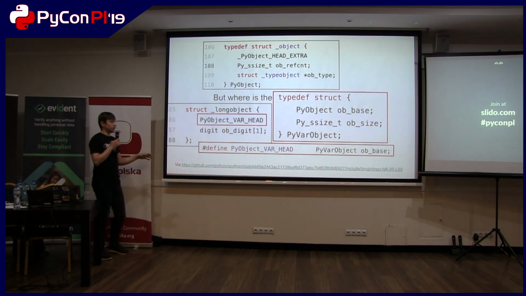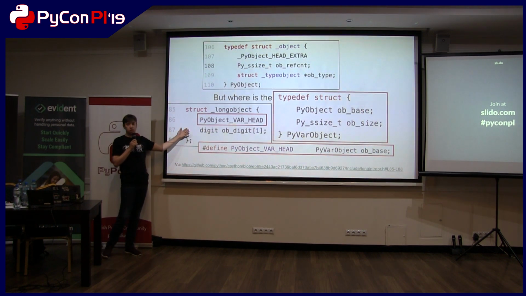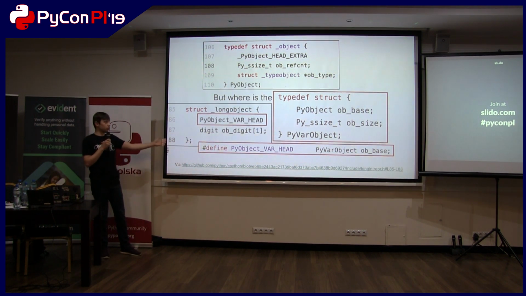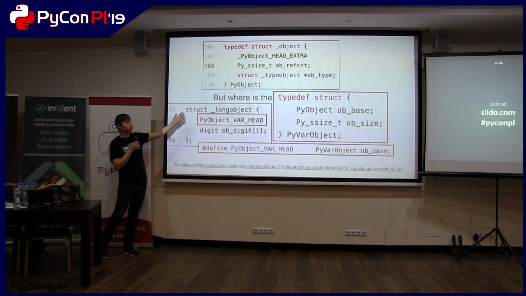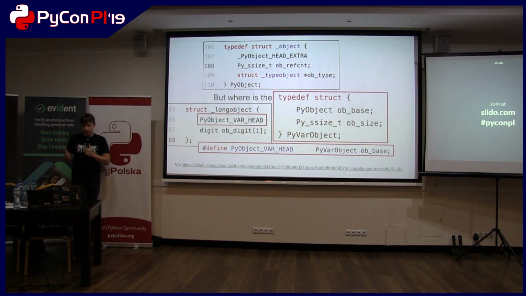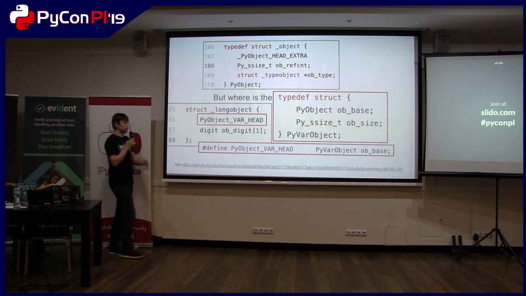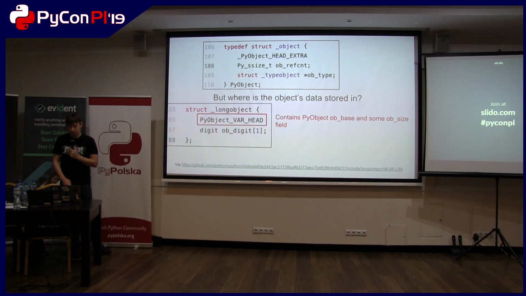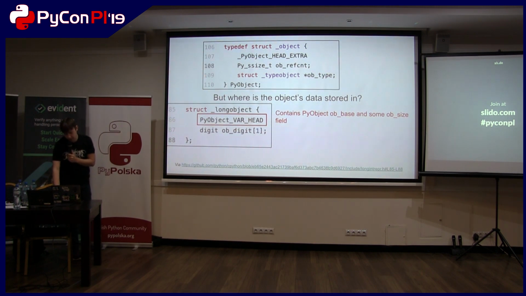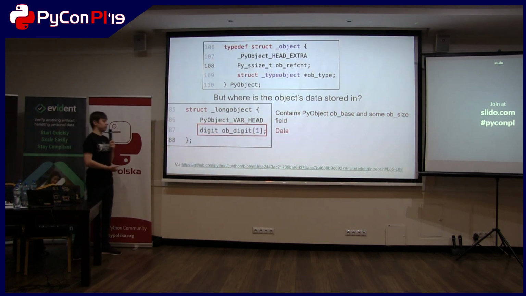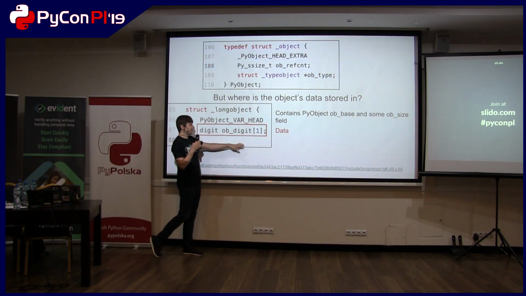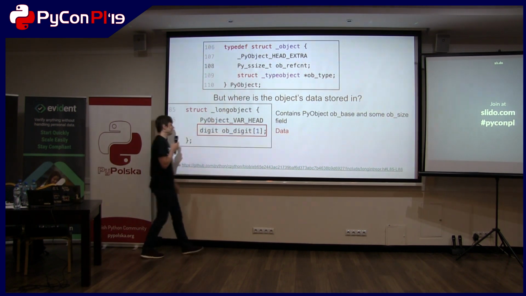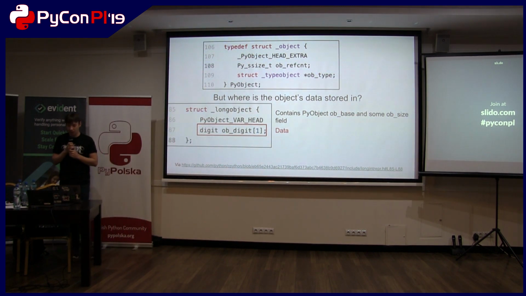And why is it made like this? Because there is no inheritance in C. You can't inherit from PyObject, so you need to contain it as a first field, for example. That's the pattern there. All those objects start with this PyObject_VAR_HEAD under the hood, and it contains the ob_base and ob_size fields. And then there is this data field, which is called ob_digit. This is an array of one element, and this is not necessarily true, because that's another ugly hack in C, which we'll see in a second.